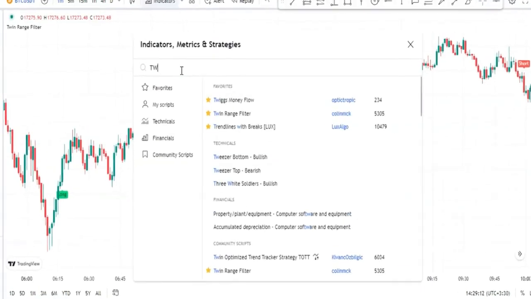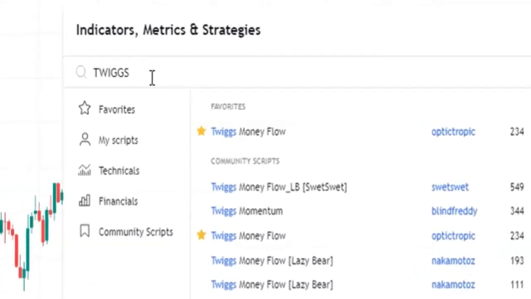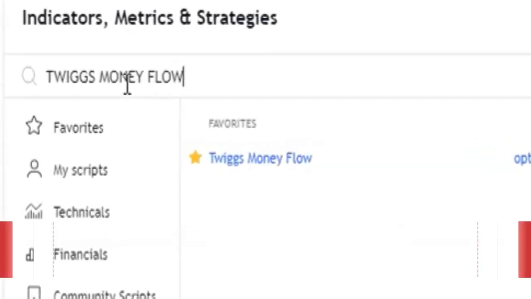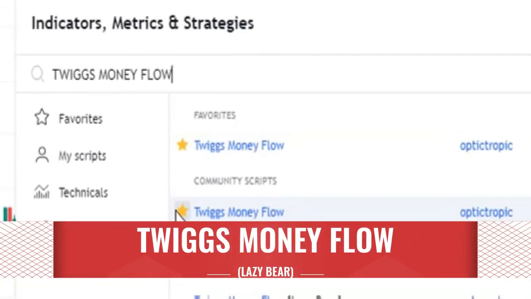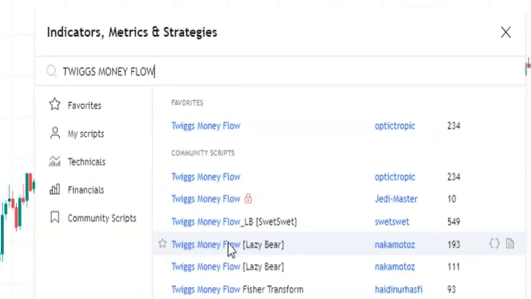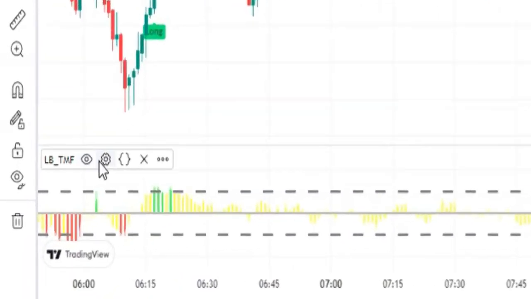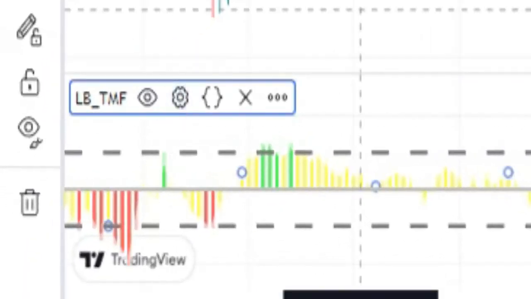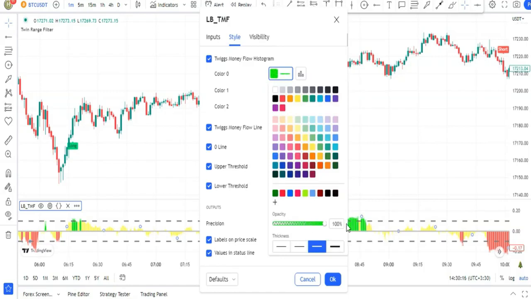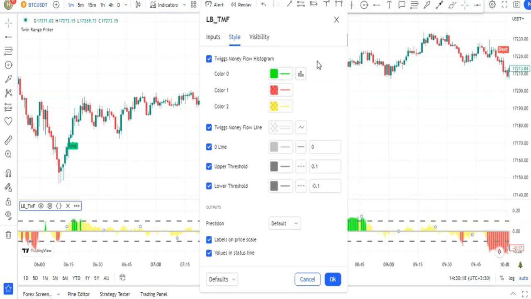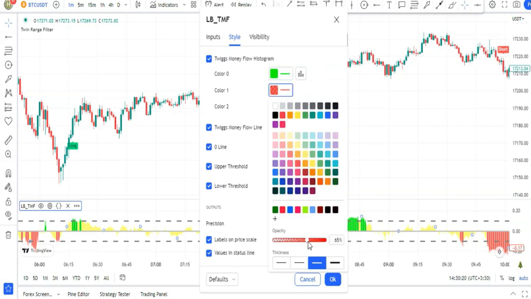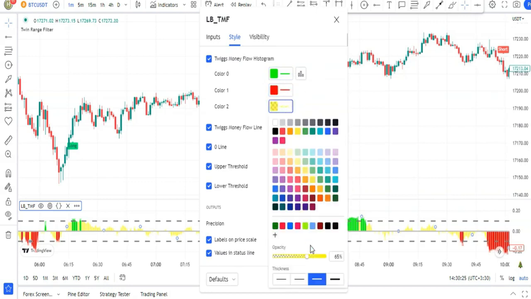Now it's time to apply the next indicator to the chart. We will search for Twin Money Flow in the search box of TradingView, in which we have to change some settings. In the style, change the opacity of colors 0 and 1 to 100%. Then change the opacity of color 2 to 0%.